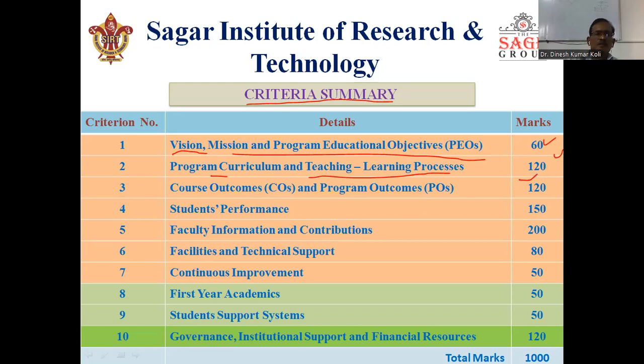Criteria 3, which is for course outcomes as well as program outcomes, contributes again 120 marks. Criteria 4 is about student performance, and it covers 150 marks. Then the fifth criteria, which is totally for the faculty information and contribution, covers 200 marks.